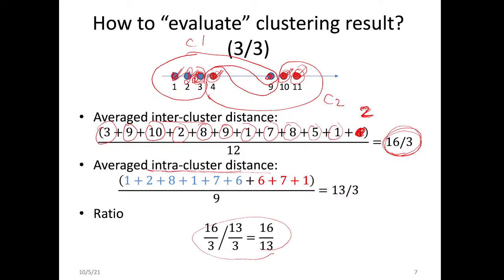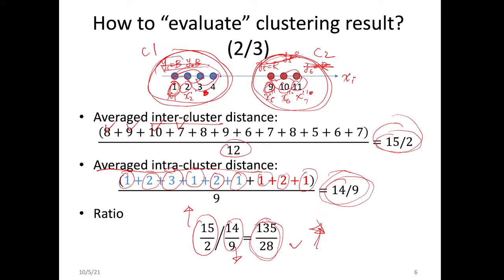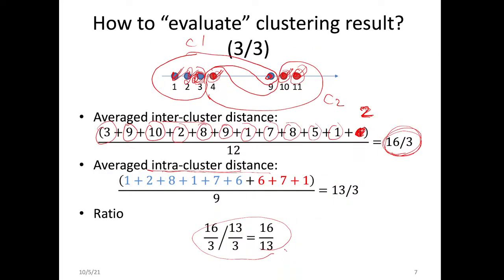Compared to the previous one, this one is larger. This one is smaller. And if you look at the clustering result, then it seems, at least for most people, I believe that the previous one should be a better clustering result because the data points in the same cluster are closer to each other. Okay.